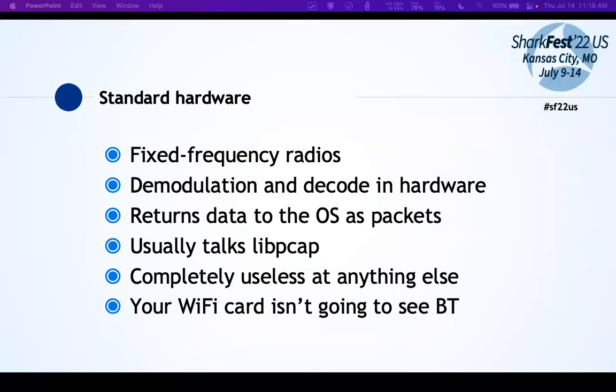All the demodulation, the decode, the radio work is done in the hardware for you. So when the radio gets a packet, it does all the demodulation and then says to the operating system, here's a packet. So the operating system only has to wake up, receive the packet, and it doesn't have to do anything more with the lower layers. They're completely useless at being anything else. You're not going to sniff Bluetooth with your Wi-Fi card. You're not going to see your power meter with a Bluetooth device, because it's all hard-coded into the chip design to only handle that one protocol.